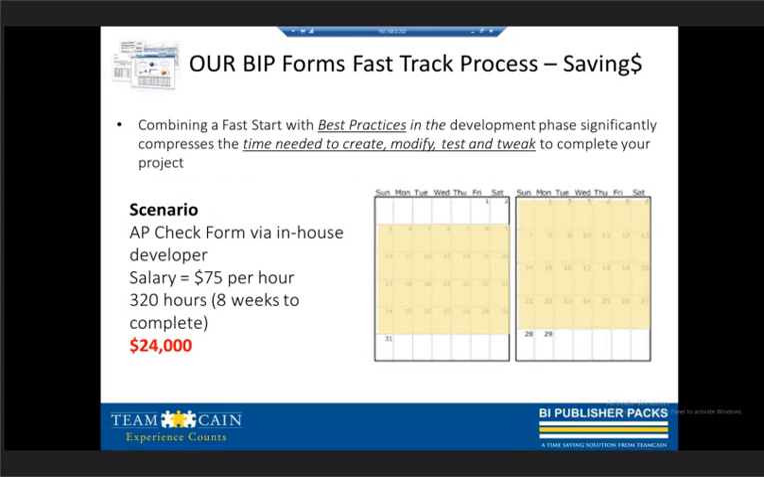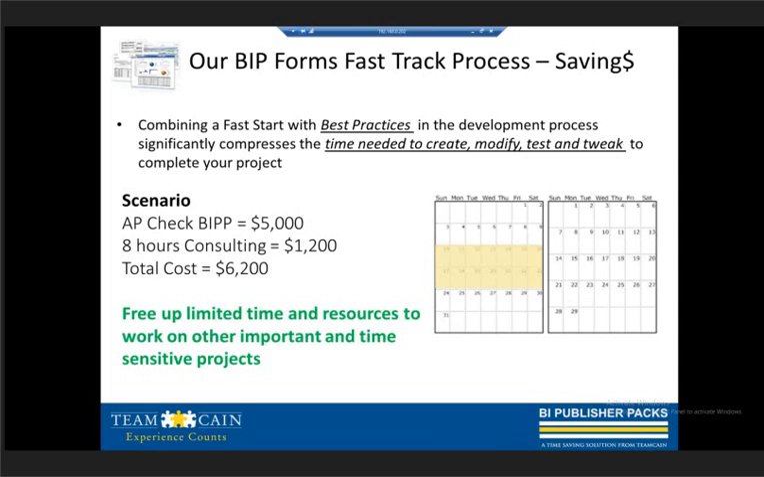So if we look at a quick ROI on what that would mean, if we put in $75 for an average fully burdened cost for a developer, 320 hours, 8 weeks to complete that, that's $24,000. With the BI Publisher packs, what we would be looking at is a list price of around $5,000 for our Platinum version AP check. Maybe 8 hours of consulting is pretty typical, maybe even on the heavy side of getting the final tweaks done. Total cost $6,200 list price. So with that, it's a pretty easy ROI calculation.